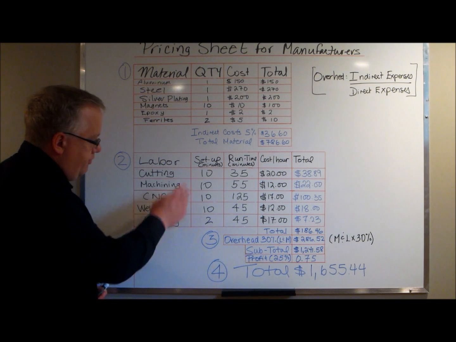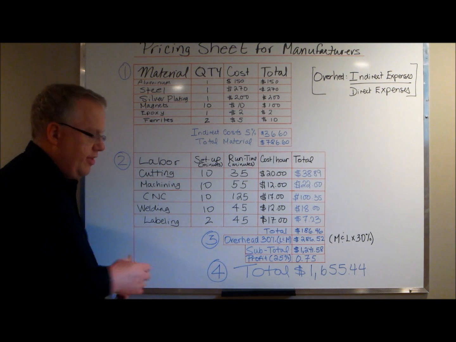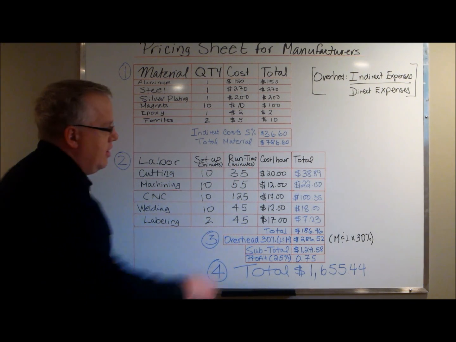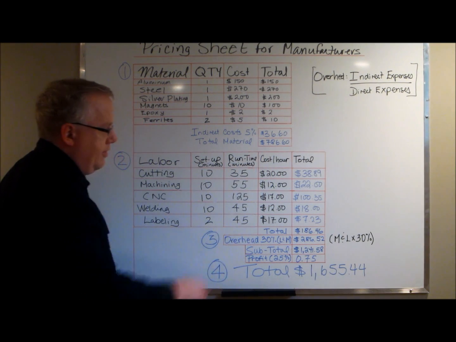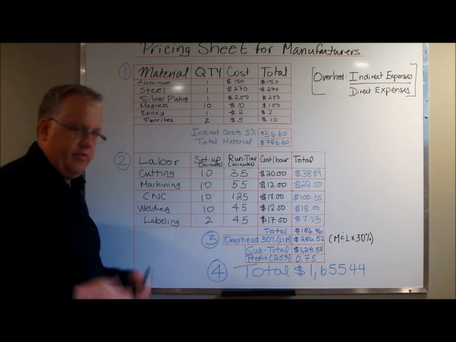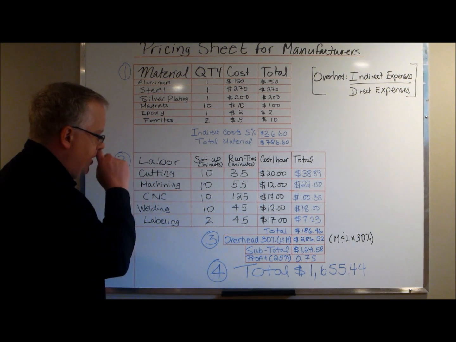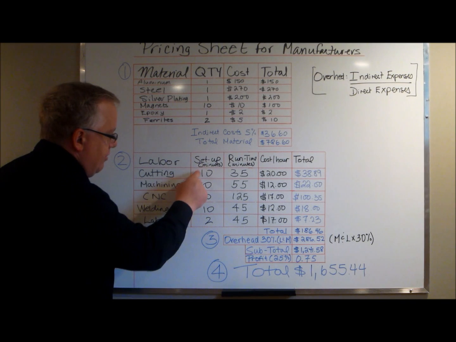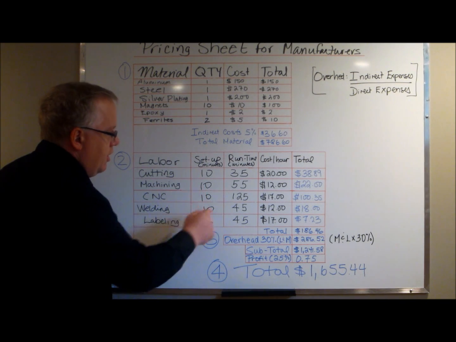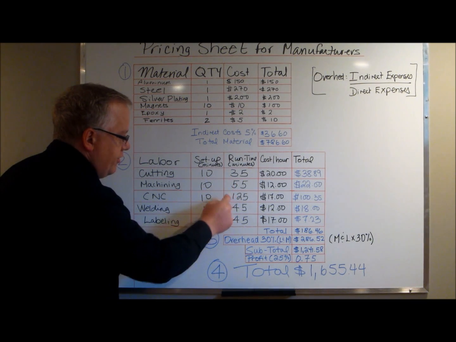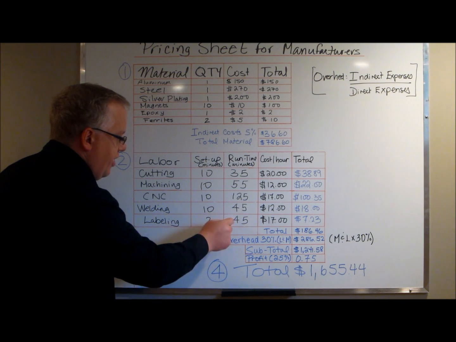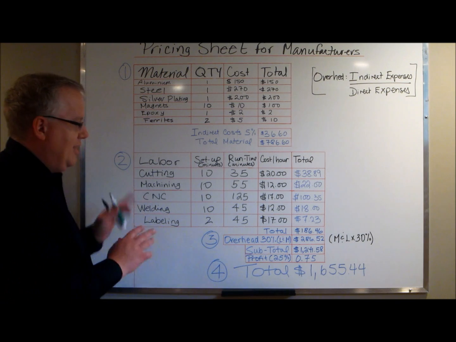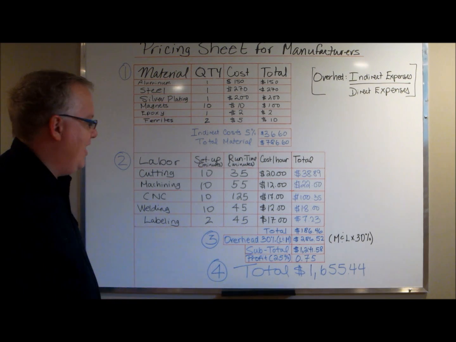So I'll run through basically the operations that are needed. The setup time and the run time are in minutes. The cost per hour is allocated to each operation in terms of a labor rate for each operation. So you've got cutting, machining, CNC, welding, and labeling. Setup time 10, 10, 10, 10, and 2. Run time 35 minutes, 55 minutes, 125 minutes for CNC, 45, 45. Again, this is an example, so don't take these at face value, okay?